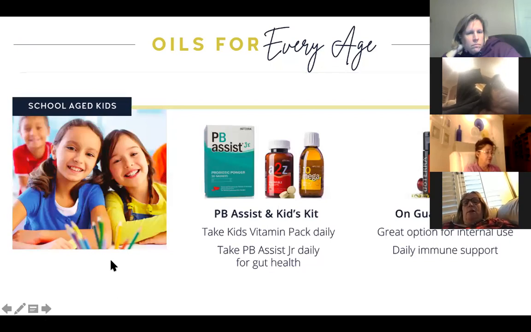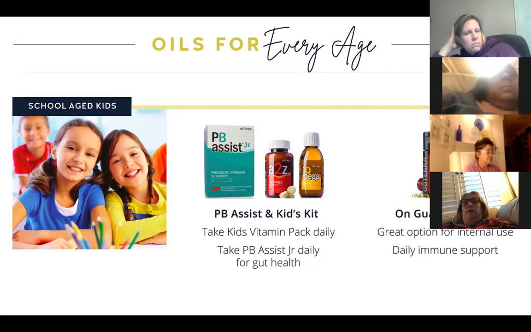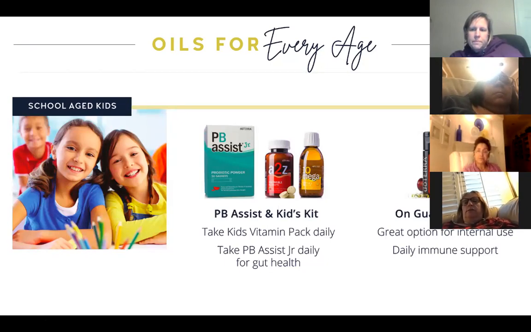So then we move on to school-aged kids. And so there's a few products here with school-aged kids. PB Assist, which is our probiotic junior. So this one has 5 billion CFUs, so of those cultures in it. It looks like a little pixie stick or a little sugar stick. We talked about it during the nutrition and supplements class. It's a great one to support that gut health for our children, which we know gut health is so important to immune health.